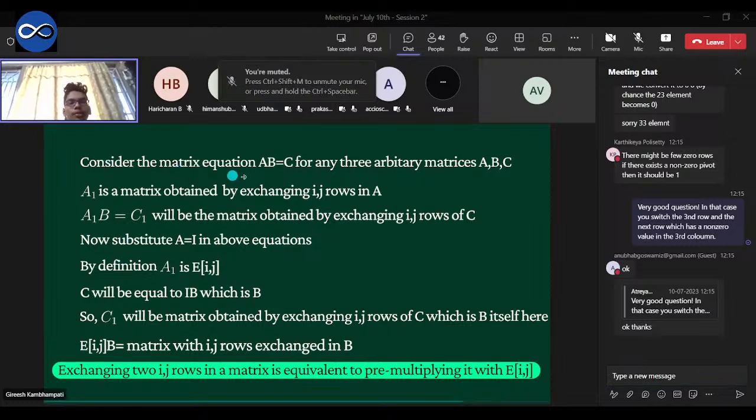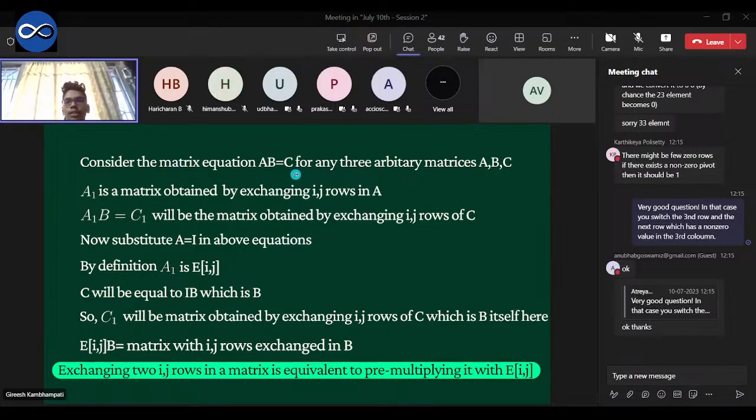This is a proof. First we will consider a random matrix equation AB equal to C for 3 arbitrary matrices A, B, C. Now A1 is the matrix obtained by exchanging the ijth rows of A. Now consider A1 into B equal to C1. How will C1 look? It will look like the ijth rows of C are interchanged, because when we consider AB equal to C, we multiply the ith row of A with every column of B to get the ith row elements of C.